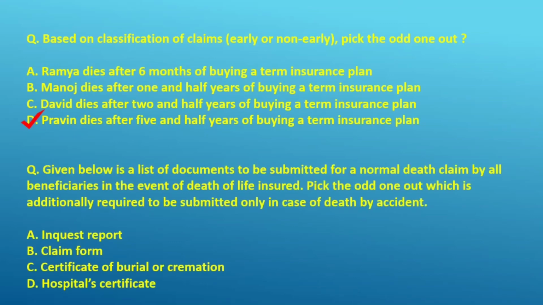Next is, given below is a list of documents to be submitted for a normal death claim by all beneficiaries in the event of death of life insured. Pick the odd one out which is additionally required to be submitted only in case of death by accident. Again, answer is A. Inquest report. This is the only report required only in case of accidental death.